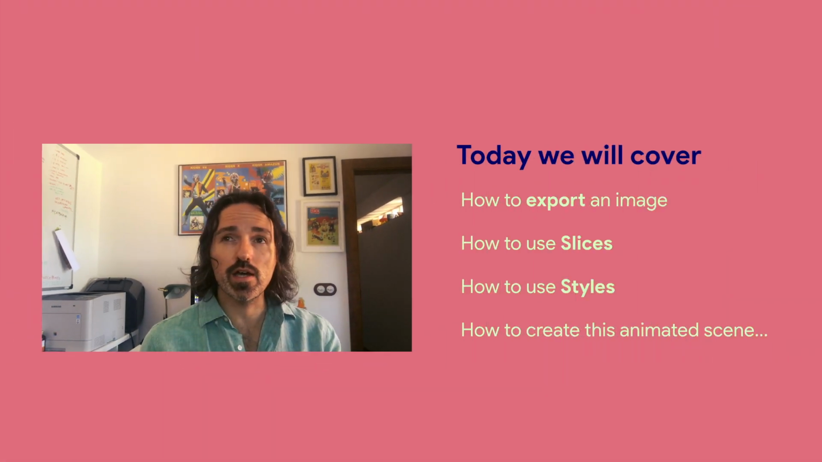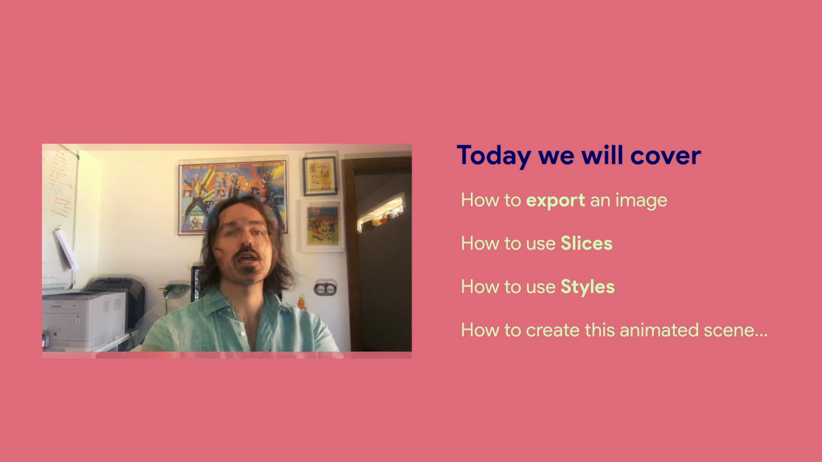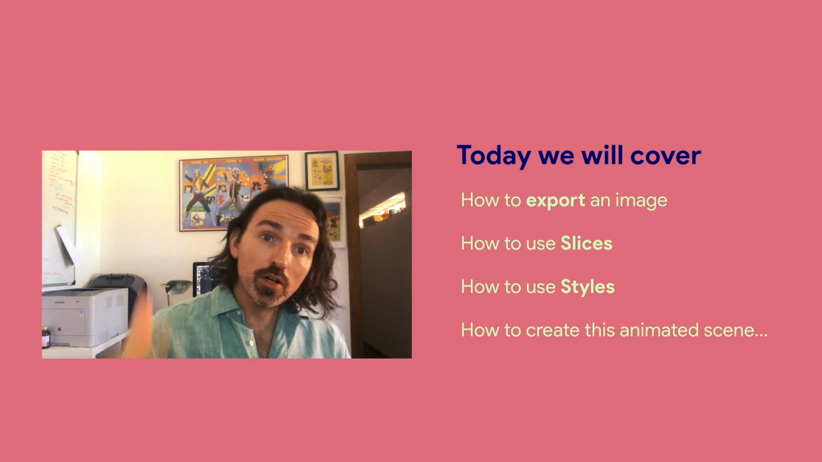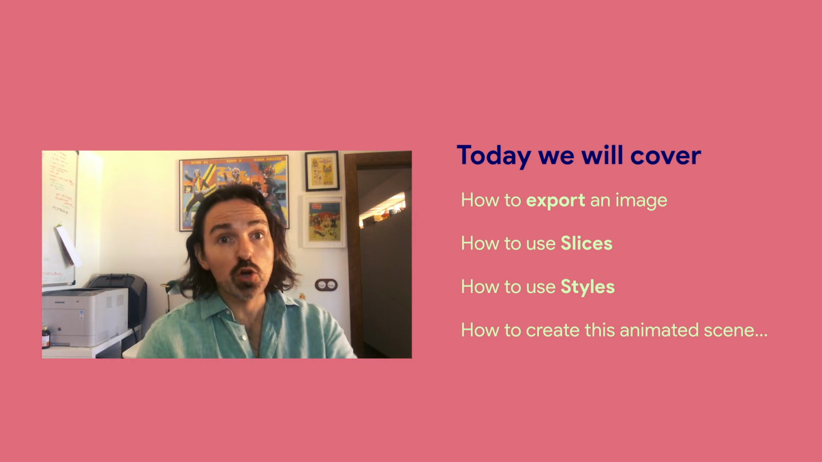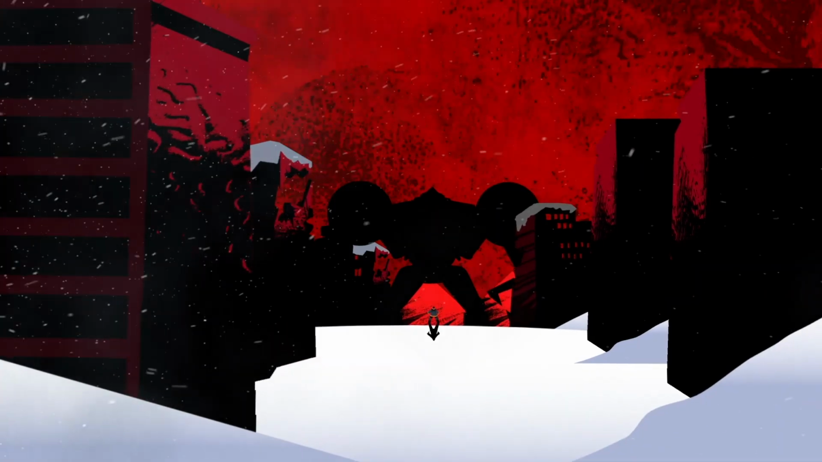We're going to start off with exporting, how to get your image out of Affinity Designer. Then we're going to move into slices. From there, we jump on to styles. And after styles, we're going to show you how we make this animated scene. Take it away.